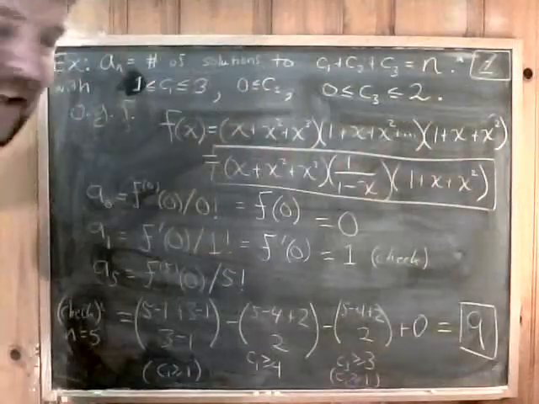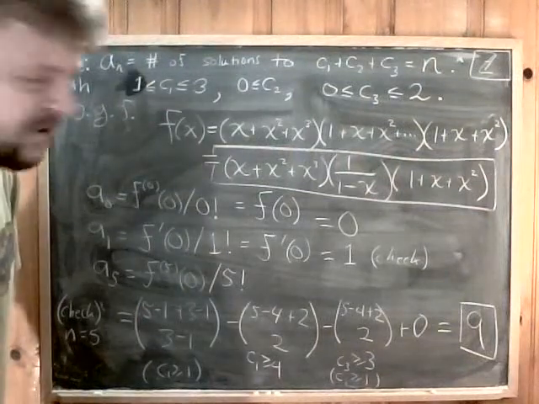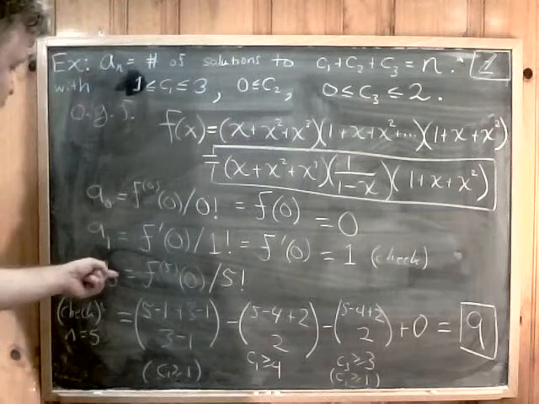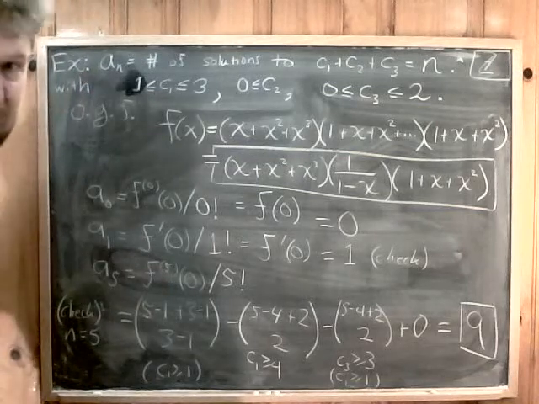Alright, hopefully I did that correctly in my head. I'll have to redo the video if not. But I think so. And now the double check would be to find the fifth derivative, plug in 0, divide by 5 factorial.